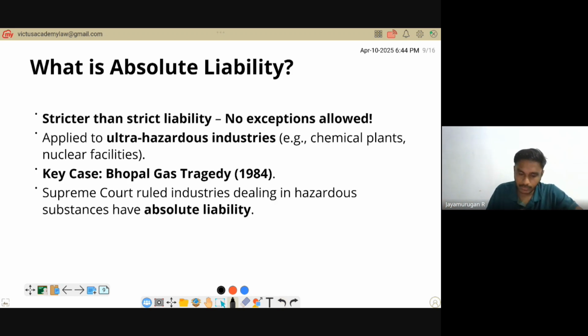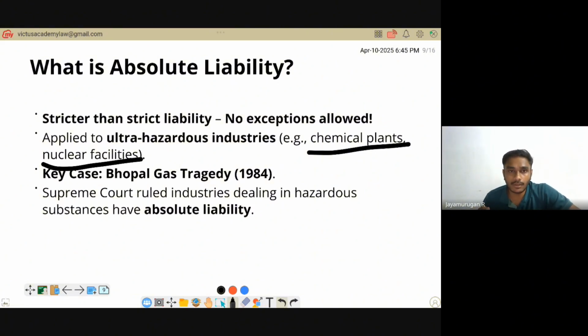As I told you, this absolute liability is stricter than strict liability. There are no exceptions allowed. And unlike strict liability, which applies to hazardous activity, absolute liability is more constrained. It is applied to those activities which are considered ultra hazardous, for example, chemical plants, nuclear facilities, etc.